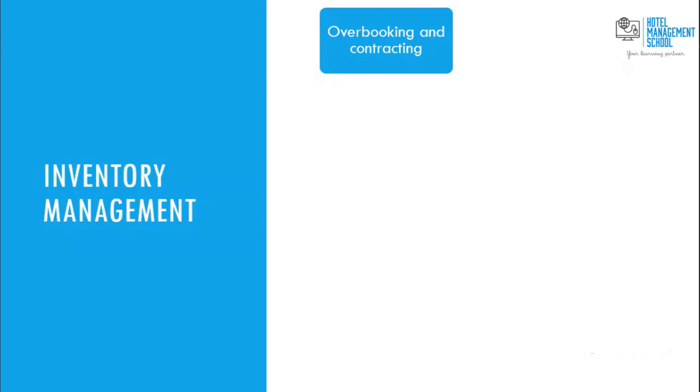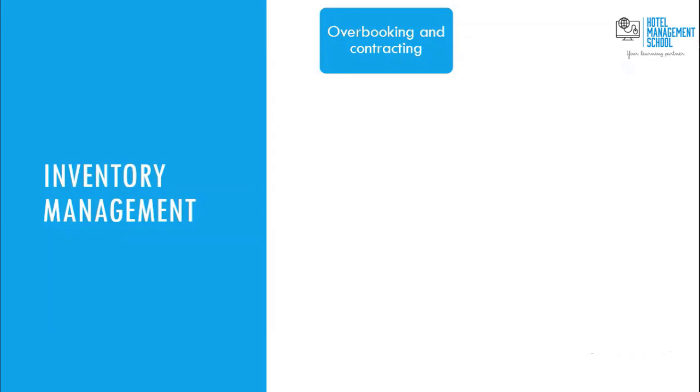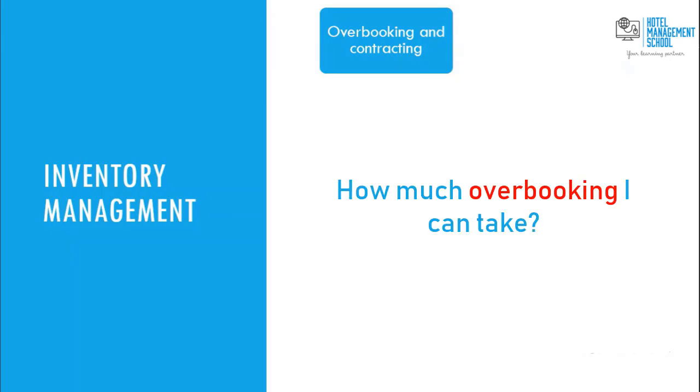Okay, so the inventory management concepts. Once we understand the distribution channel, how to maximize them, and what the various ways are, then we need to go towards inventory management. Inventory management is done by overbooking. So we need to decide when to take overbooking and contracting. So what is the meaning of overbooking? How much overbooking can I take?